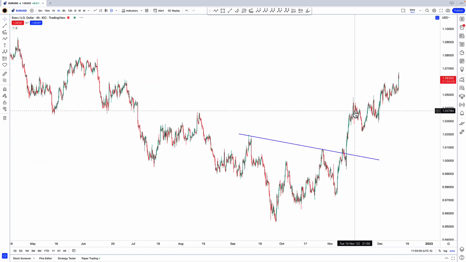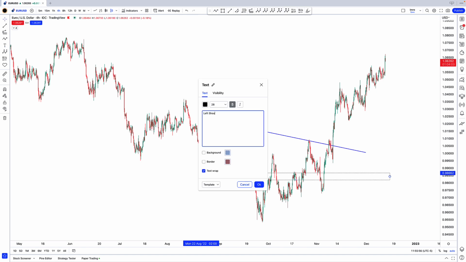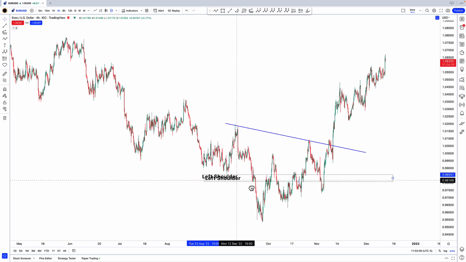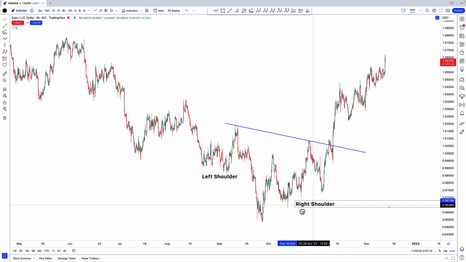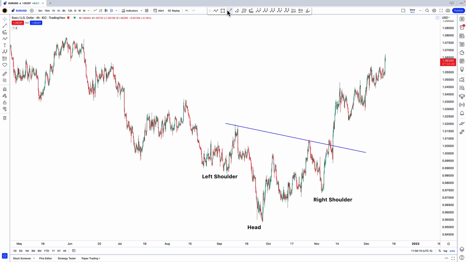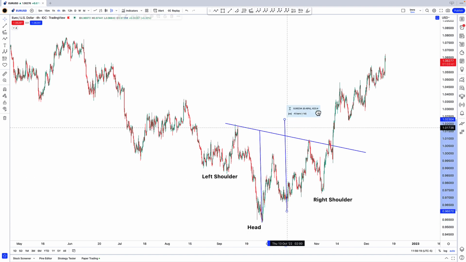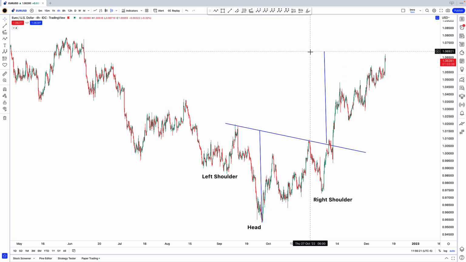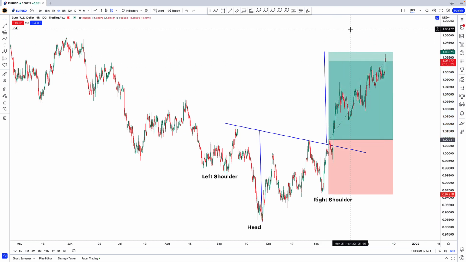And then the final example, which is also recent, is here in the euro dollar currency pair. So here we have our left shoulder, we have our right shoulder, and here we have the head of the pattern. The blue trend line is the neckline measurement. As always, we're going to derive our neckline measurement for our target. And you can see we're getting very close to that target today.